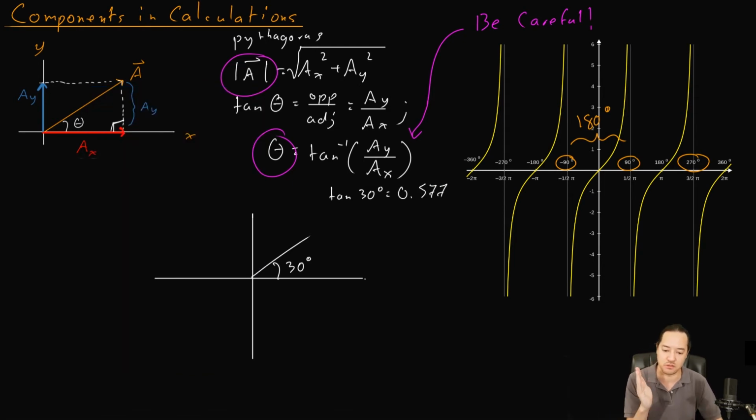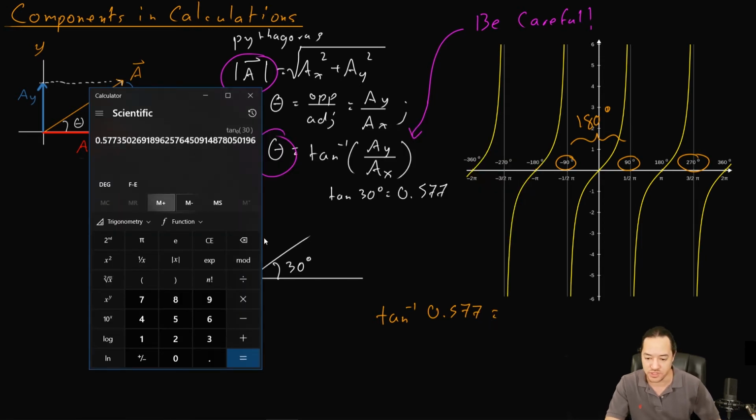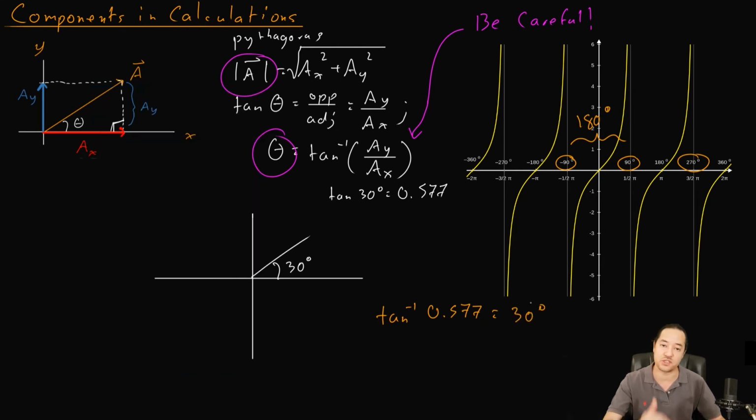0.577. Great. No problem. So that means if I was calculating ay over ax, and if ay over ax was 0.577, I could take the inverse tangent of 0.577, and I would get my 30 degrees back. Well, that sounds great. Where's the problem?